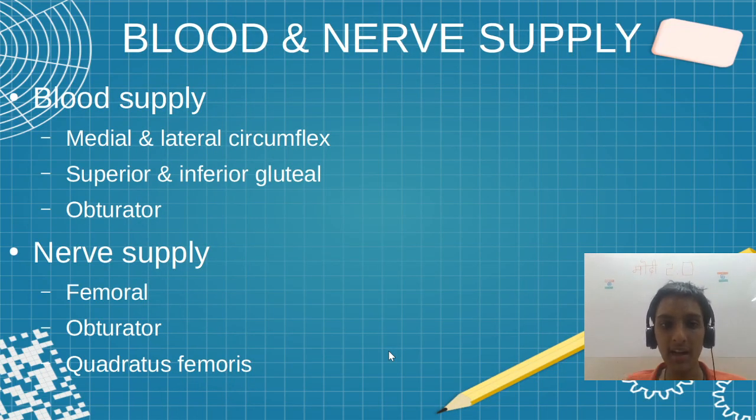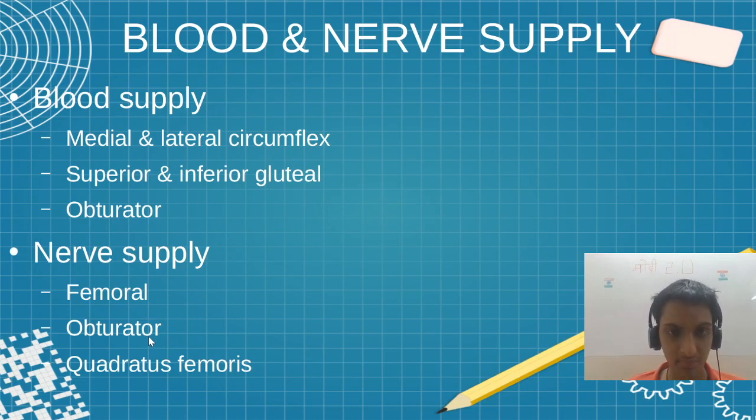Next, coming to the blood and nerve supply. Already we have seen the medial and lateral circumflex femoral. Even gluteal will be there, superior and inferior gluteal, and obturator if present. But mainly remember these two, the medial and lateral circumflex and the gluteal arteries. And for nerve supply, femoral and the nerve to quadratus femoris. Please remember these two mainly. Obturator will be common for both.